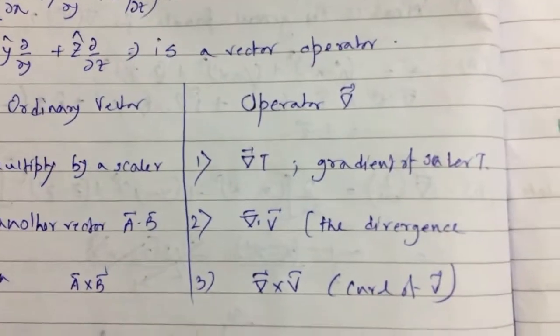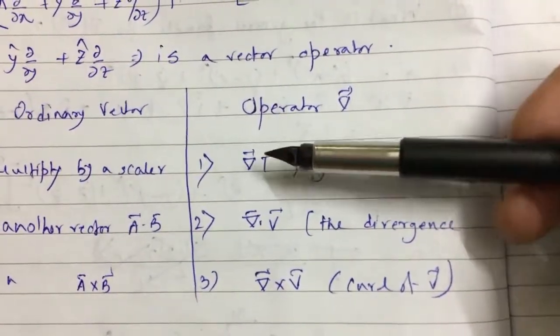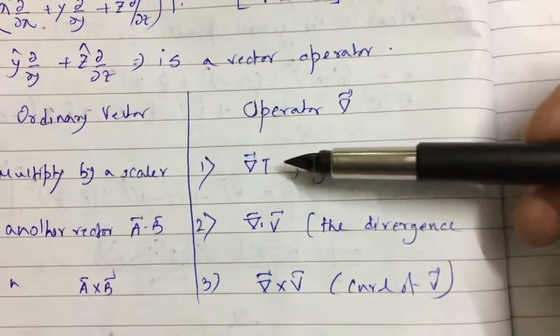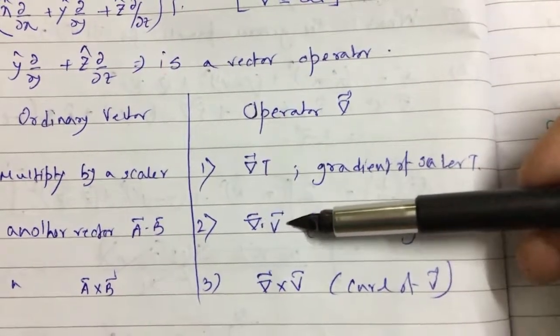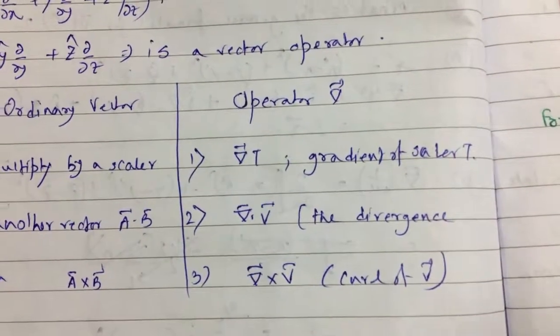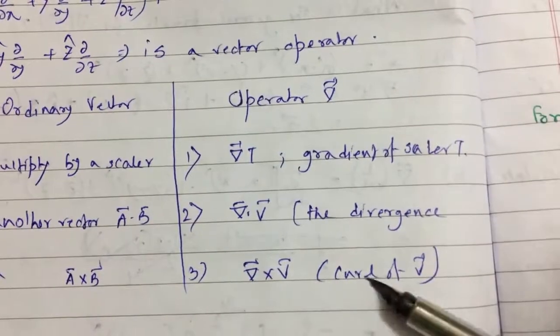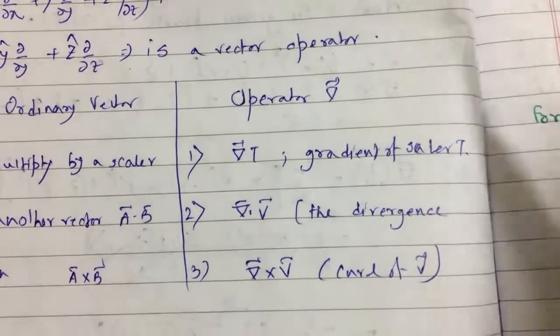Now, this is not a multiplication, this is the acting of the del operator on this scalar function. When this is operating on a vector, this is called the divergence. We will discuss this soon. And when this is like this, curl of V, this is called curl of V, we will discuss later also.